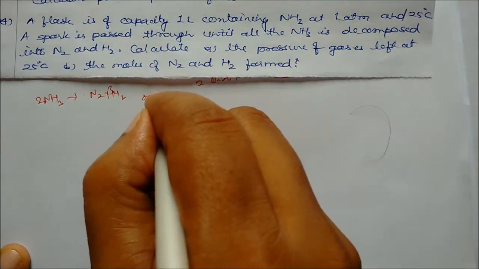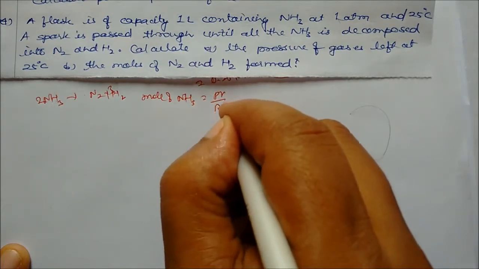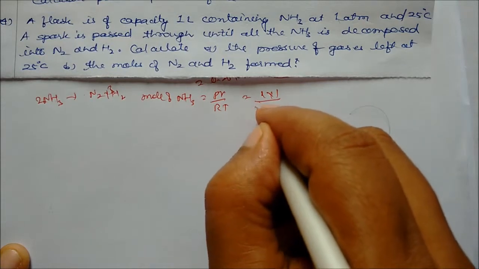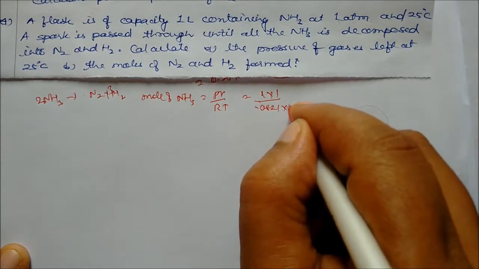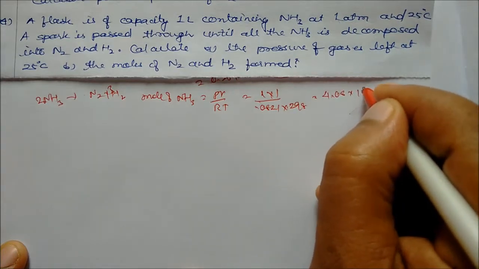So the moles of ammonia will be PV by RT. PV is given: 1 liter, 1 atmospheric pressure, and here 0.0821 multiplied by 298. On solving we will get 4.08 into 10 to the power minus 2.